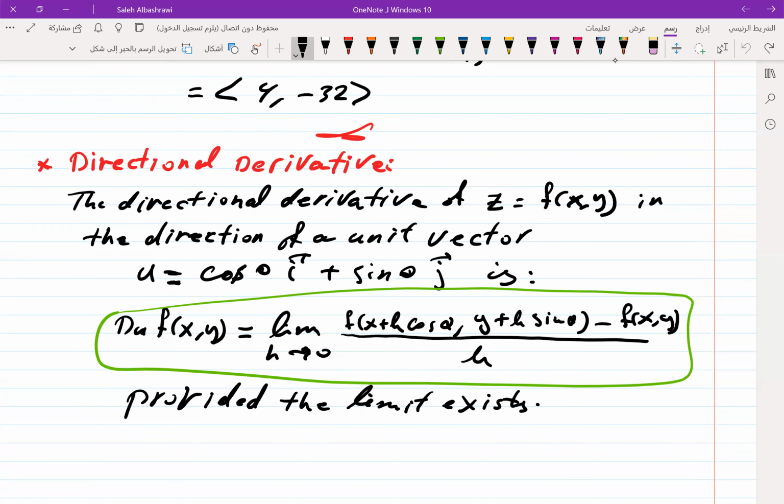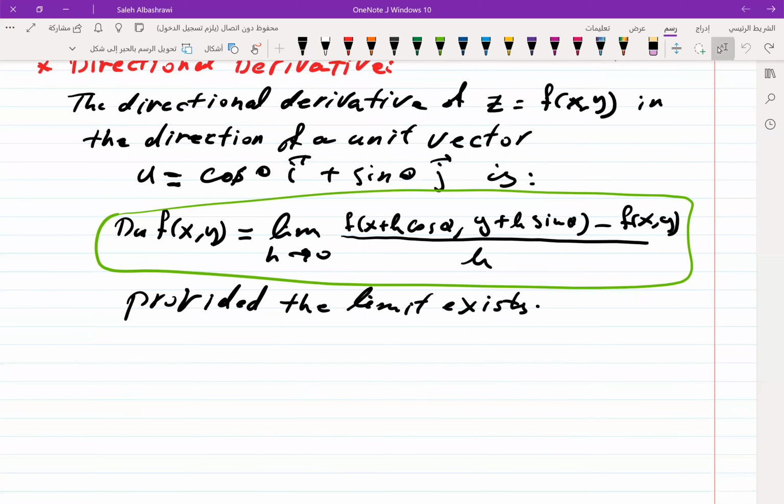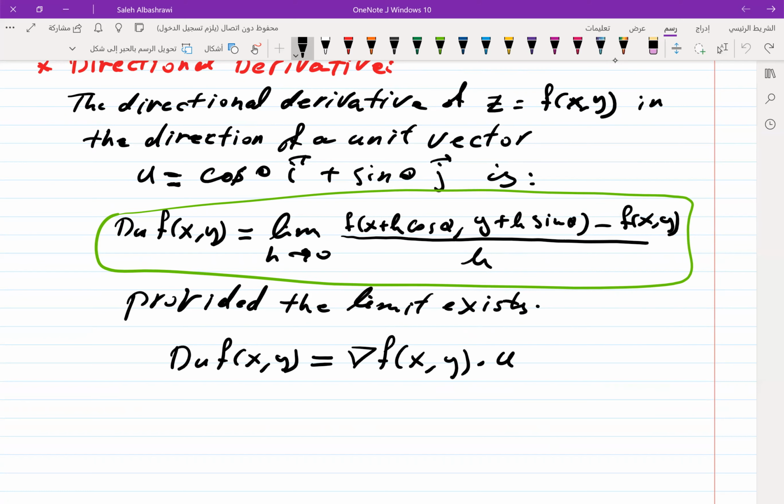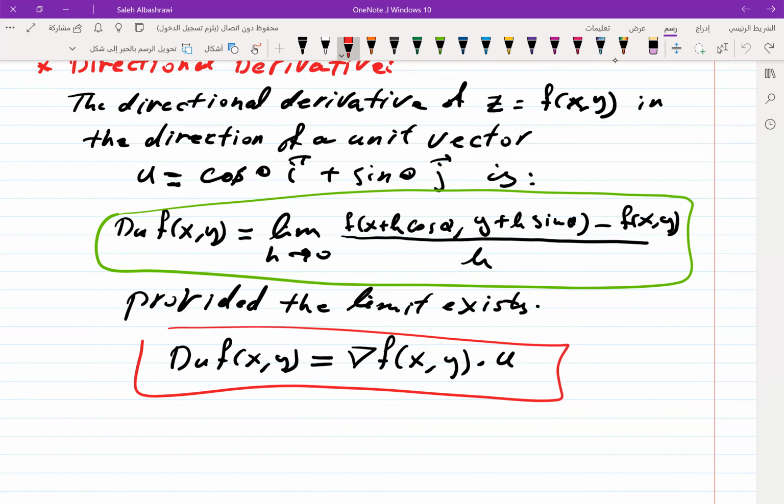Another notation for this one: it can be written as D sub u of the function f of x, y equal to the gradient of the function f of x, y dot product with the unit vector. This is the other notation for the directional derivative. To compute the directional derivative, we need to find the gradient and then we take the dot product with the unit vector.